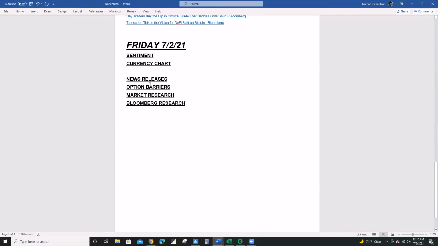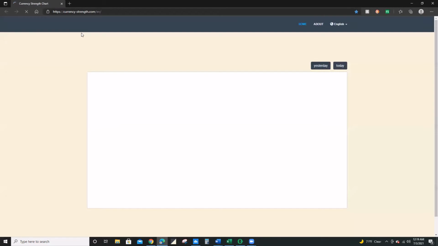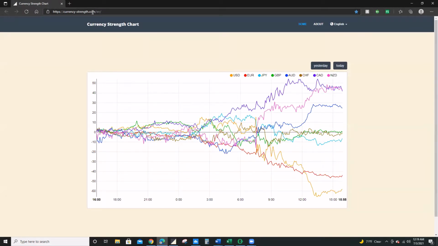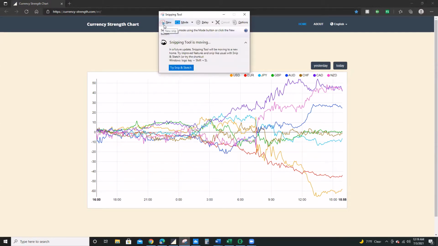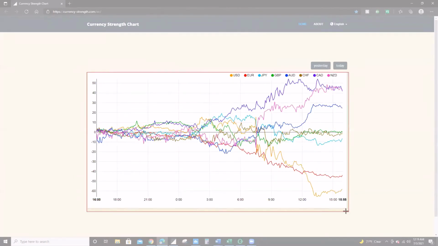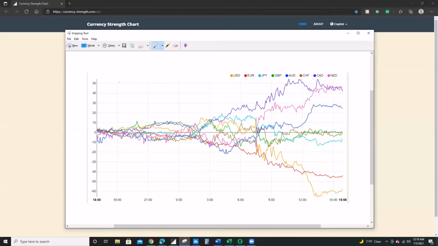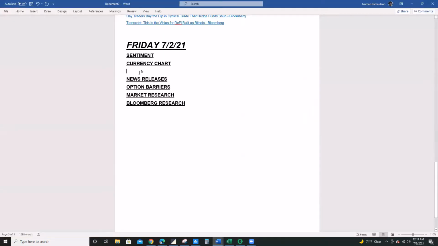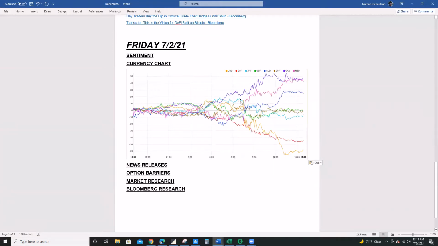I was going to keep on showing examples over and over again, and then we're going to start getting into some trades. So I go get my currency chart since I specialize in currencies. I have a shortcut for it down here, currency-strength.com. Use the snipping tool. It should already come on if your computer's relatively new. I just grab this, copy, go back to my document and paste.